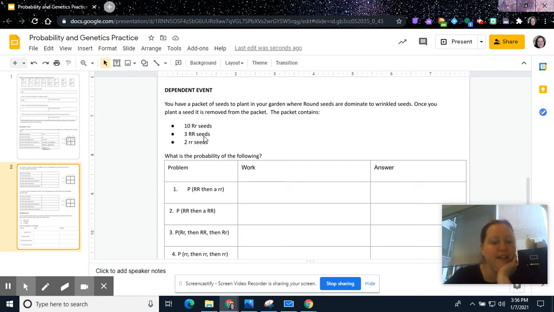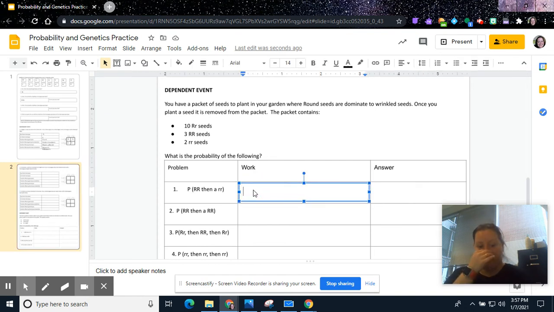So you have 10 heterozygous, 3 homozygous dominant, and 2 homozygous recessive. So what would be the probability of planting a big R, and then planting a little r? So to show your work on here, a big R, think about how many give you what you want. 3 out of how many total? 10 plus 3 plus 2 is 15. And then you have, put a space in there so you can see it. For the little r, there are 2 give you what you want. And remember, you've planted a big R. It's gone. Like you always assume you got what you want. So the big R is gone. And so now instead of having 15 seeds, you only have 14.